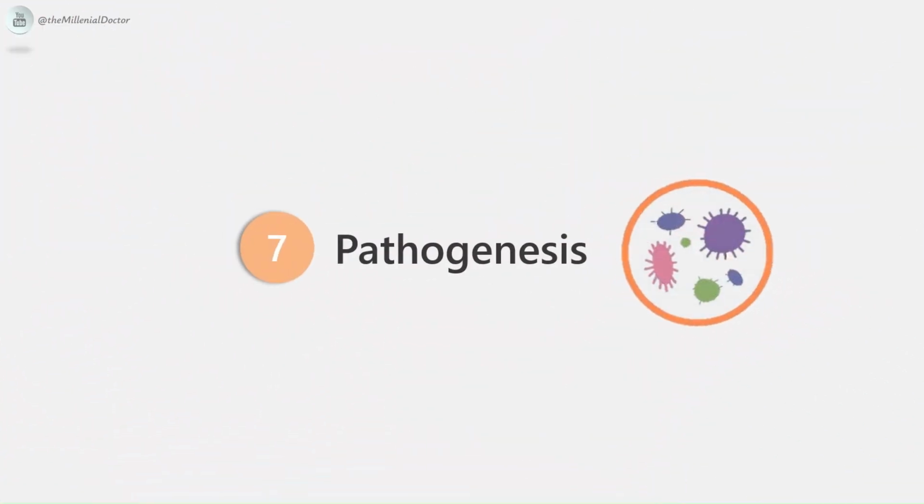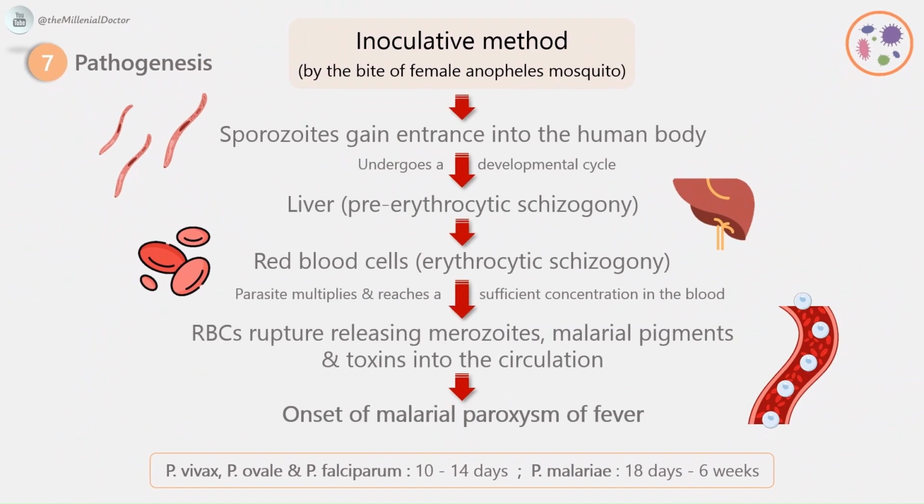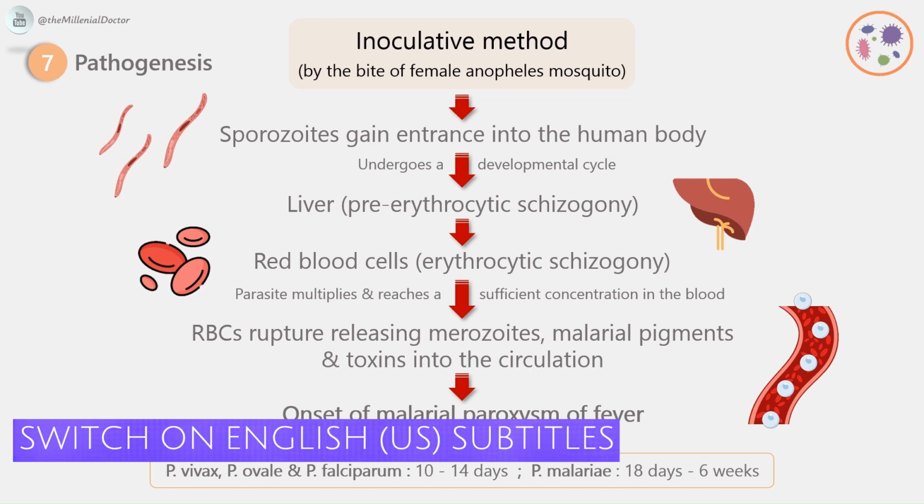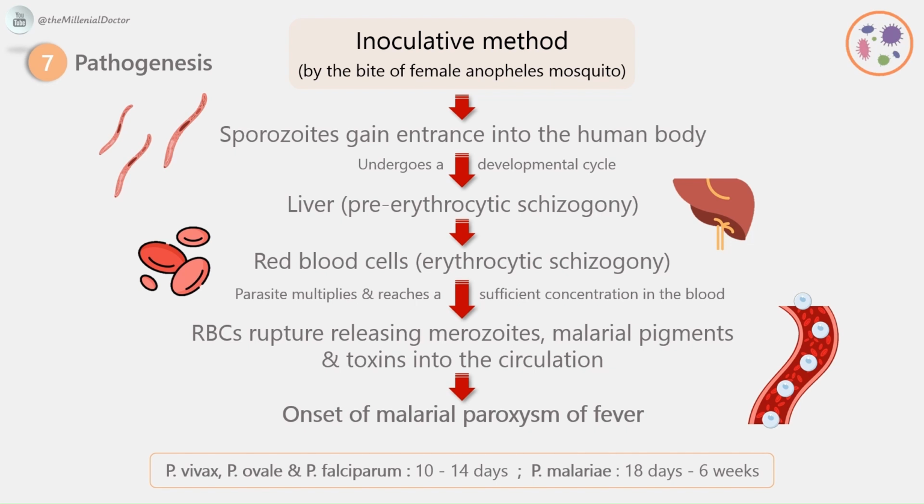Next is the pathogenesis incubation period. The sporozoite, after gaining entrance into the human body, undergoes a developmental cycle, first in the liver and then in the red blood cell. With the commencement of erythrocytic schizogony, the parasite multiplies in geometrical progression and on reaching a sufficient concentration in the blood brings about the onset of fever. This period of development is called the incubation period, which varies with different species. In Plasmodium vivax, Plasmodium ovale and Plasmodium falciparum, it is 10 to 14 days, and in Plasmodium malariae, it is 18 days to 6 weeks.